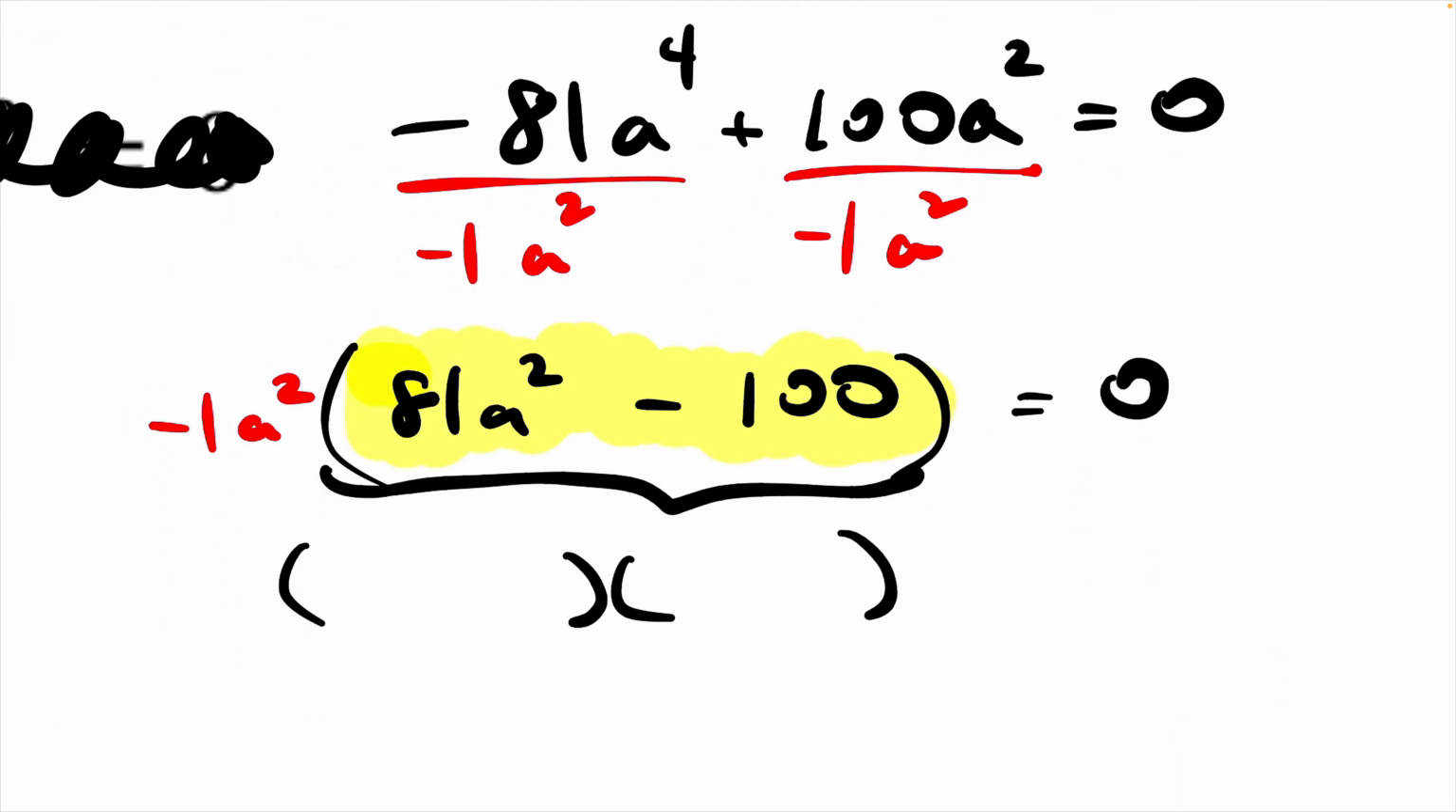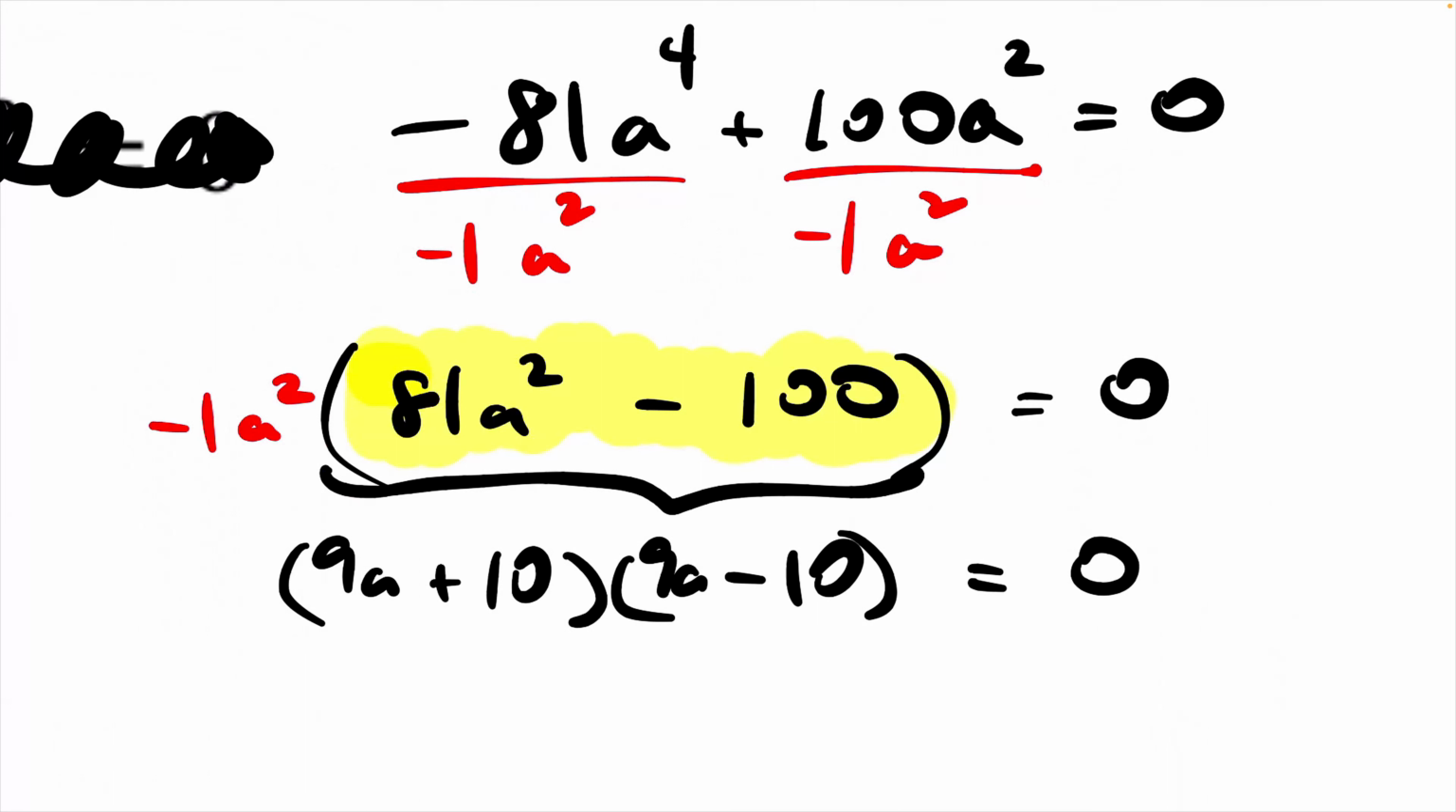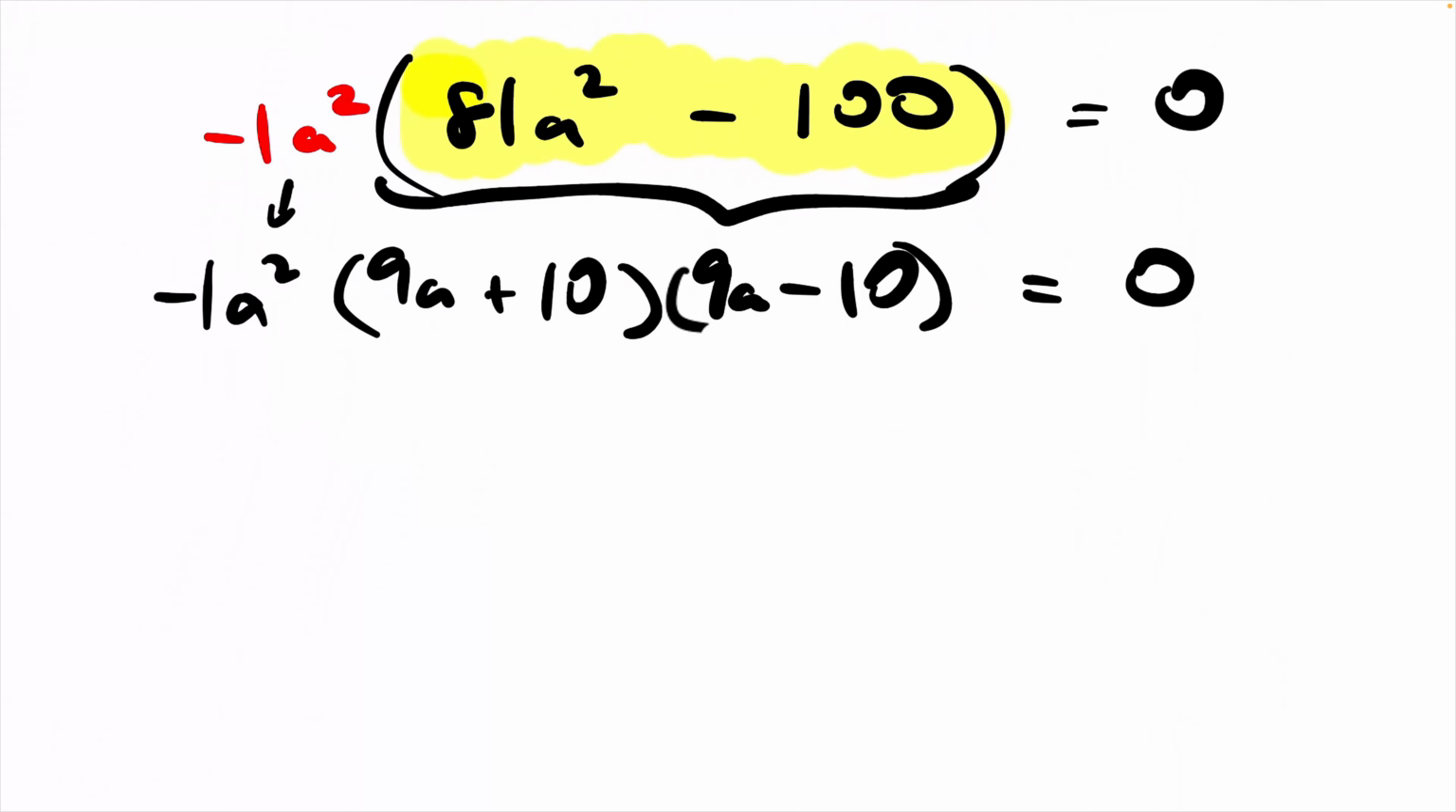So 1 plus, 1 minus. The square root of 81 is 9. Half the power, a. Square root of 100 is 10. GCF comes along for the ride. No more difference of squares.